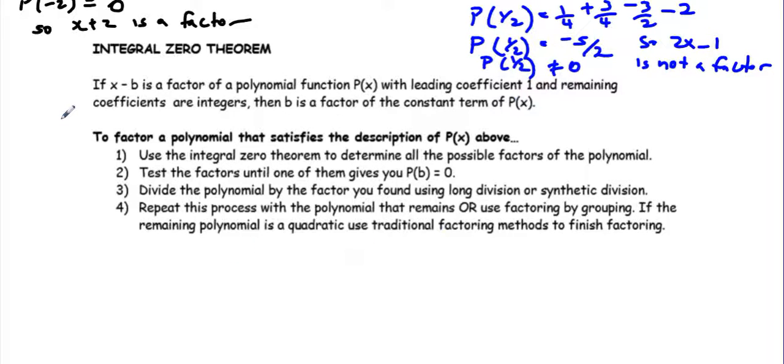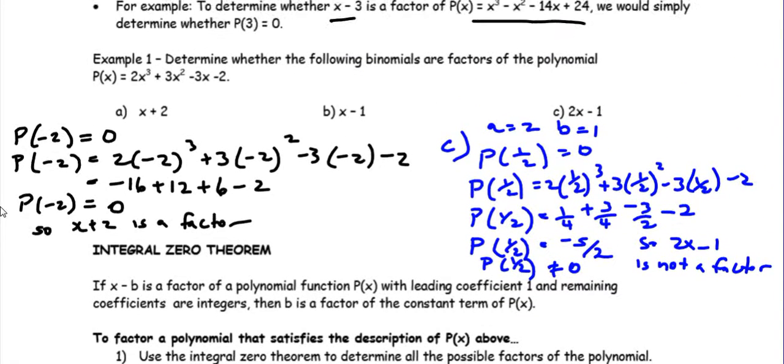All right, what does that mean? Let's see if we can figure this out. So if you want to factor a polynomial, you need to use the integral zero theorem to determine all of the possible factors of the polynomial. So I'm not going to ask you, for instance, is x plus 2 a factor of this? I'm going to ask you to factor this polynomial, and you're going to have to decide which binomials are going to be factors.